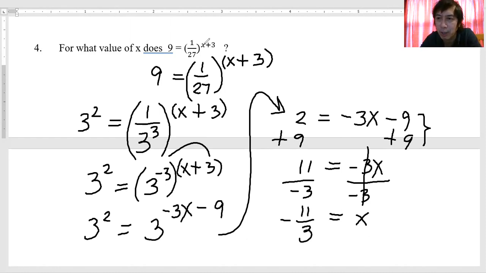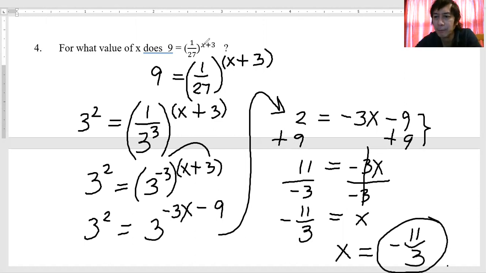Now, we don't write it this way. The x should be at the left side. So x is equal to negative 11 over 3. There. That's the answer. Negative 11 over 3. That should be for our number 4.